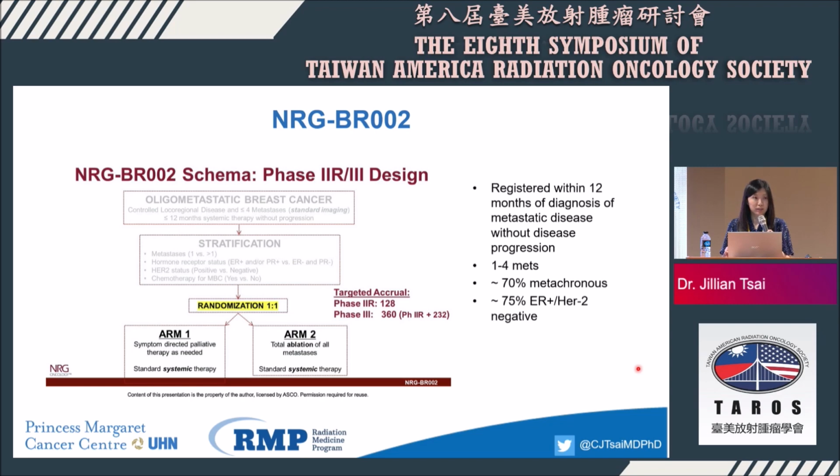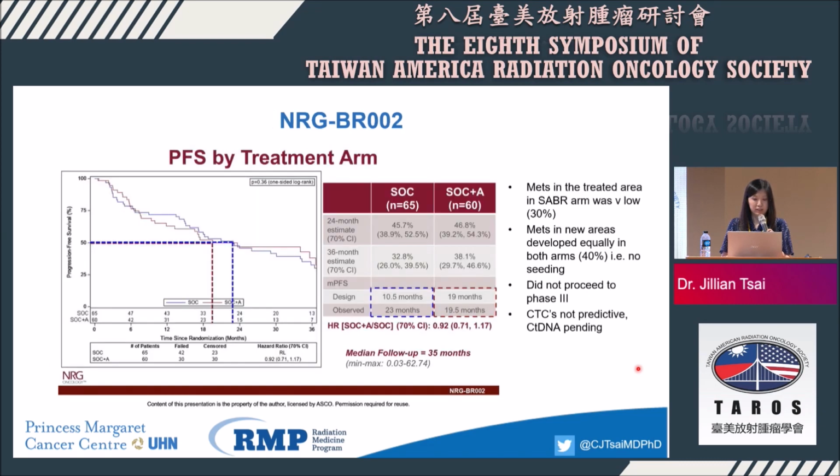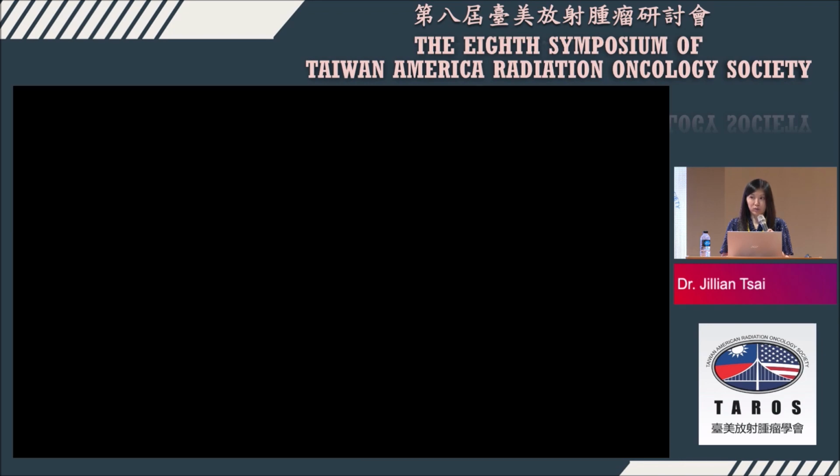They were randomized to standard of care, hormone therapy or other systemic therapy, versus the addition of SBRT. So you can see that in their analysis, there was no difference in the progression-free survival or overall survival, with the limited follow-up, with the addition of SBRT. So this was the first big negative trial in the space of oligometastatic disease with the addition of SBRT.